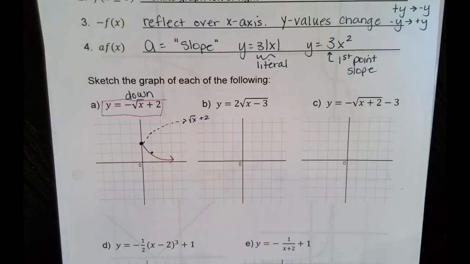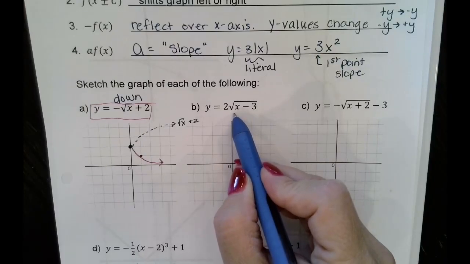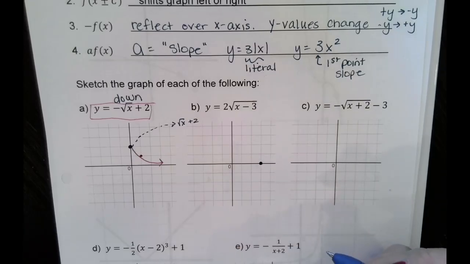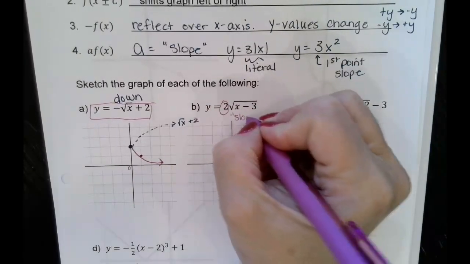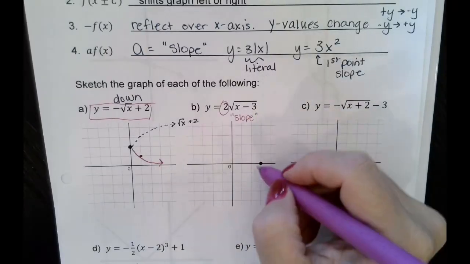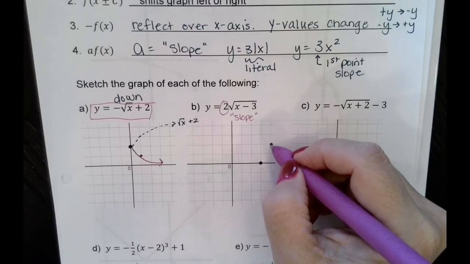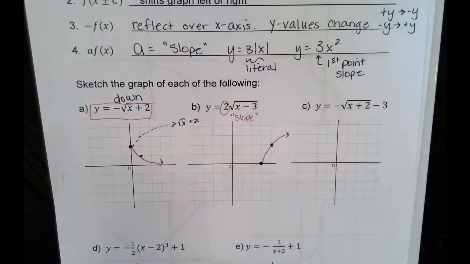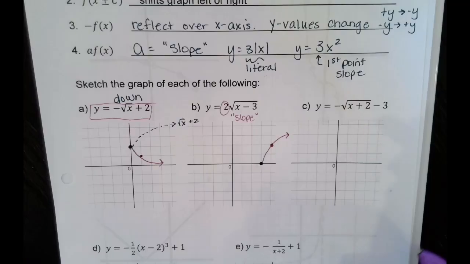All right. So with this one, I have to find my starting point first. So my starting point of this graph is going to be at 3, 0. Now this tells me my slope. My slope is my first point. So instead of going up 1 like I do in my parent function, now I'm going to go up 2. So this is the next point of my graph. So it still has that same shape, but now that shape is going to be stretched out a little bit.